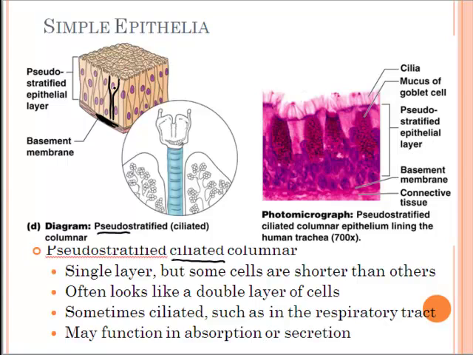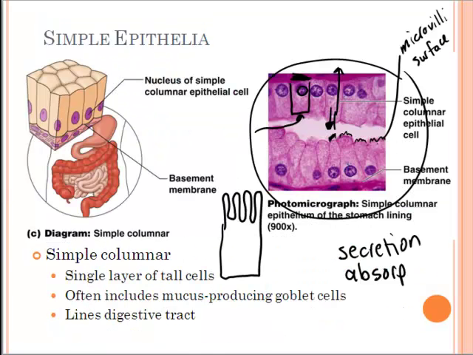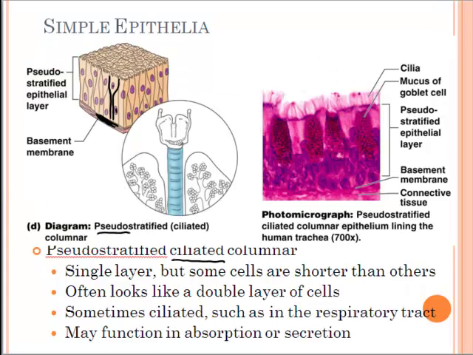And so it looks like, because all these nuclei are at different levels, it looks like we have many layers of cells, but notice that each cell extends clear from the bottom to the top of this layer. And the nuclei are what make it look like there's many layers. If we come back here and compare this to columnar, notice how in the columnar, the nuclei are all lined up next to each other on the bottom. But when we look at pseudostratified columnar, the nuclei are at different heights, and so it's misleading there.